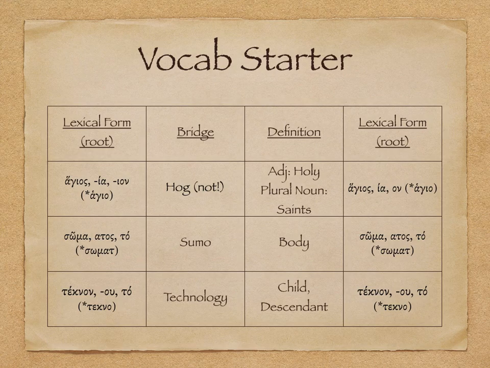Teknon, teknu. By the way, teknon, tekna, what declension would that be? That's right, second declension. It's a neuter word. It's second declension. Why? Because its stem ends in omicron. We'll continue to work on these as we've thought about already.